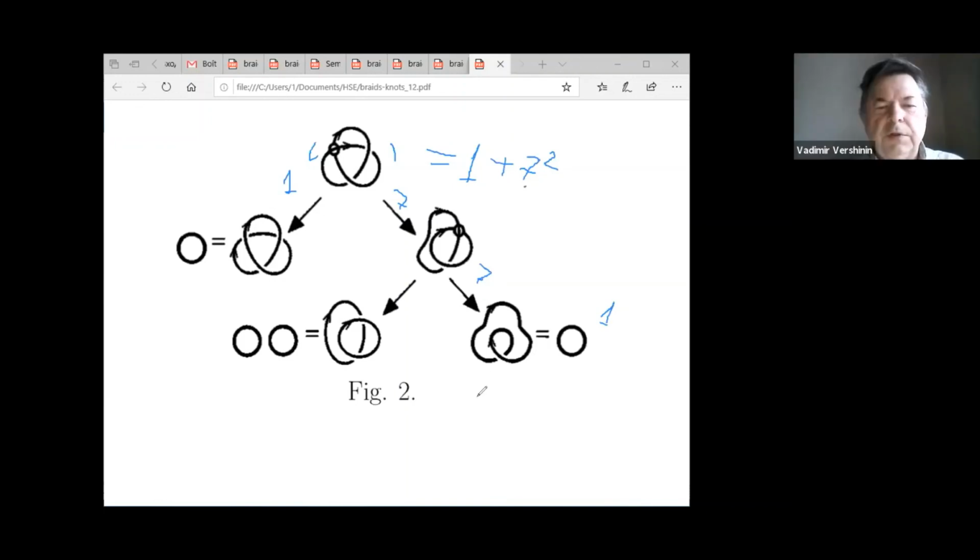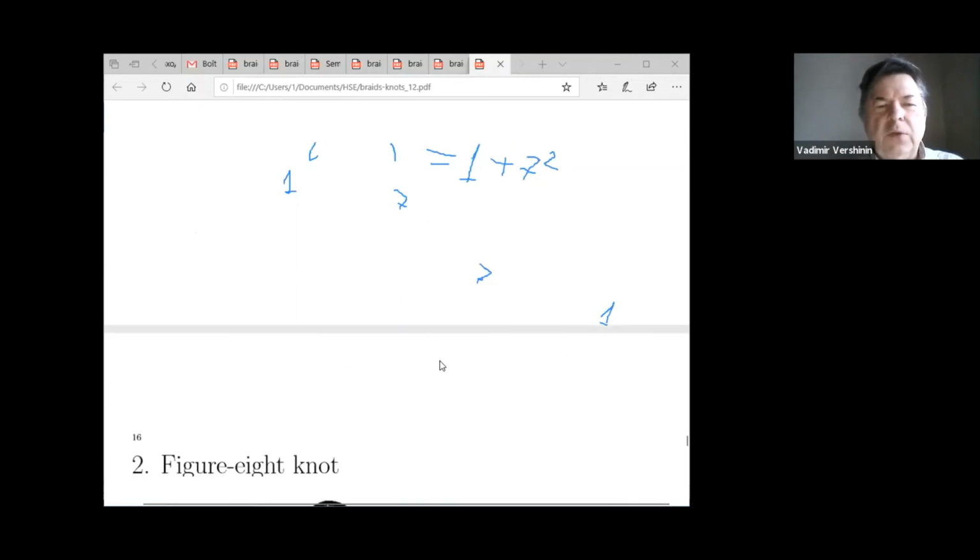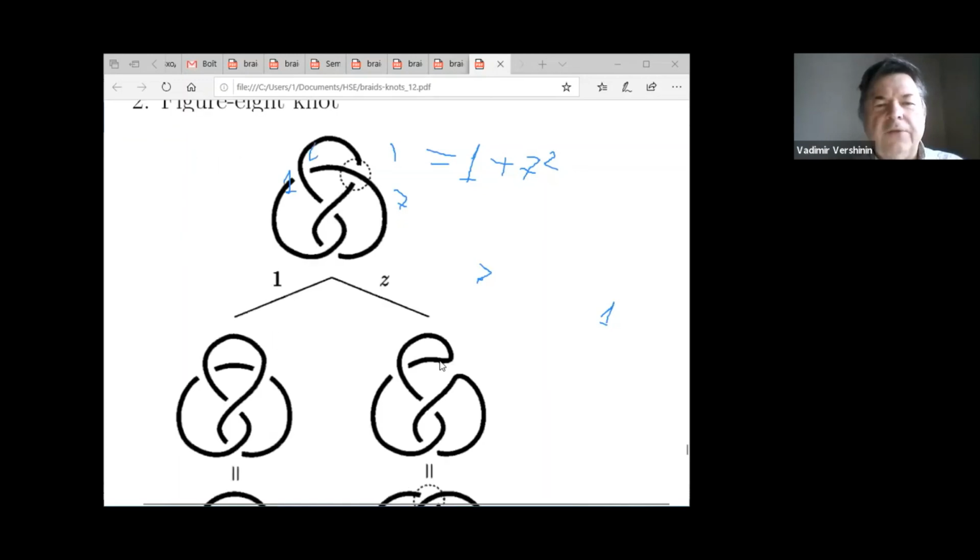Very good. Okay. So the same way, the next one, the figure 8, the same procedure.